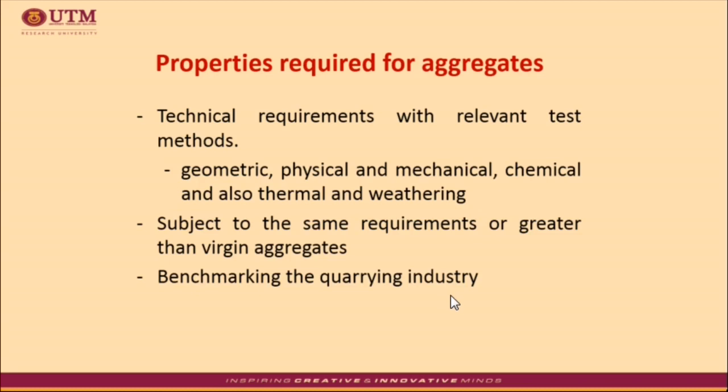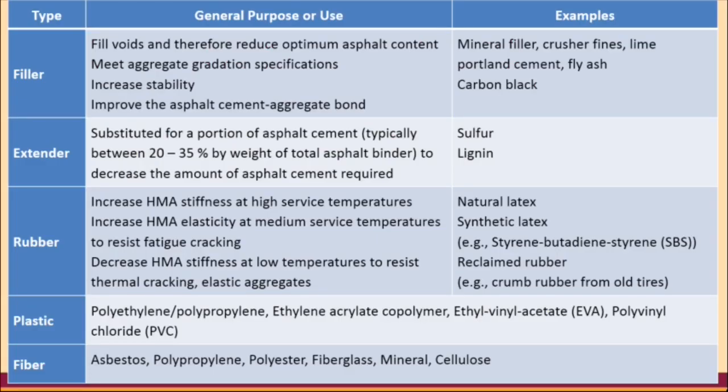Let's have a look at the different types of modifier available for asphalt modification. Some of them are used as alternative aggregate and some as additives in asphalt binder. The table shows different types of modifier, their general purposes, and examples, which include filler, extender, different types of rubber, plastic, and fiber. Do spend some time to read the details provided in the table.